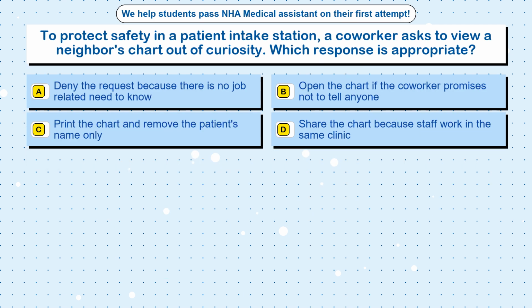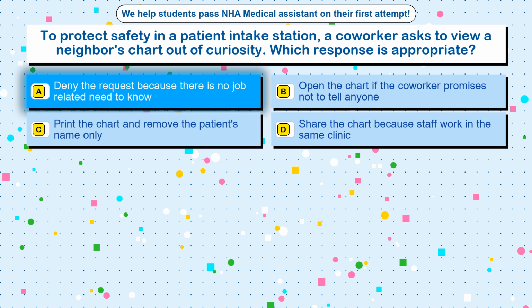Question 22. To protect safety in a patient intake station, a coworker asks to view a neighbor's chart out of curiosity. Which response is appropriate? Option A, deny the request because there is no job-related need to know. Option B, open the chart if the coworker promises not to tell anyone. Option C, print the chart and remove the patient's name only. Option D, share the chart because staff work in the same clinic. The correct answer is option A. Deny the request because there is no job-related need to know.